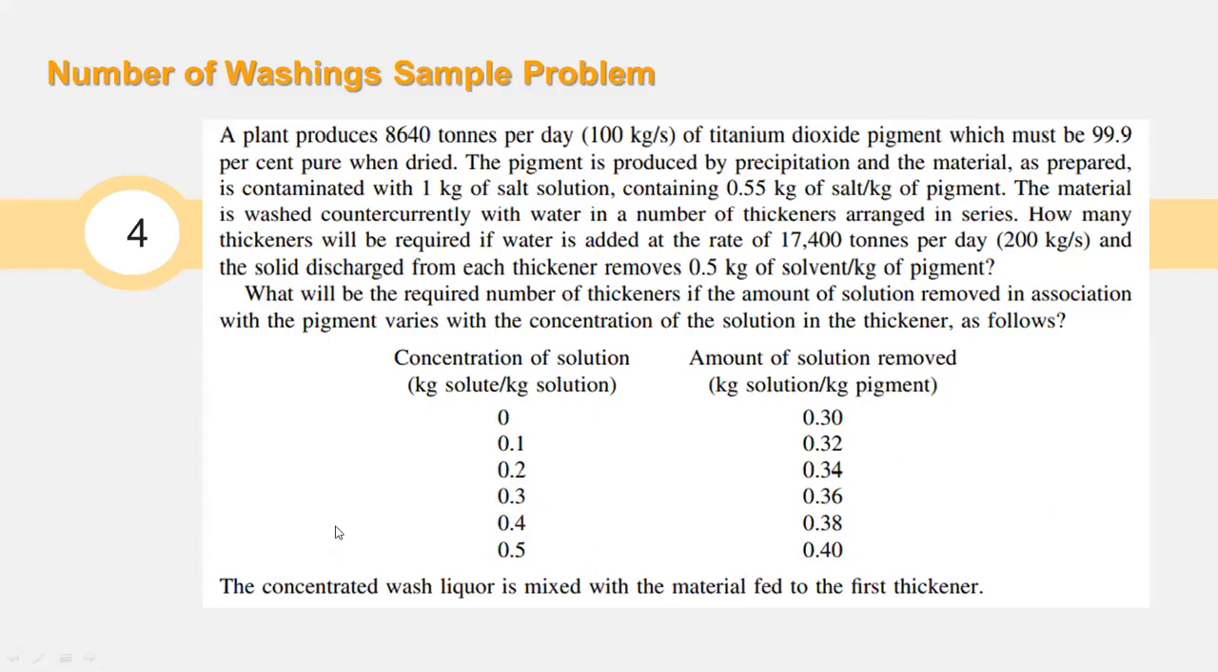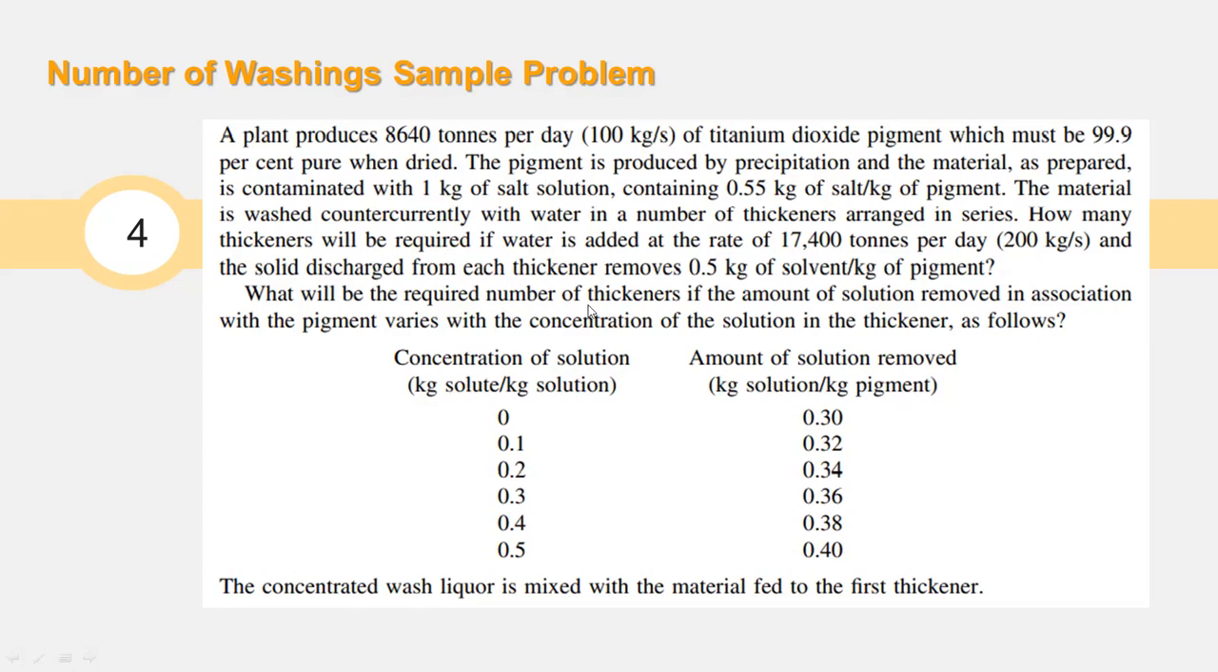So the problem actually has the same questions, but two different scenarios and ways of going about finding this particular unknown. A plant produces 8,640 tons per day, equivalent to 100 kilograms per second, of titanium dioxide pigment. This titanium dioxide pigment must be 99.9% pure when dried.